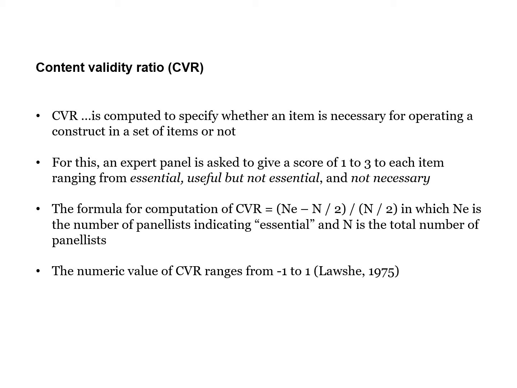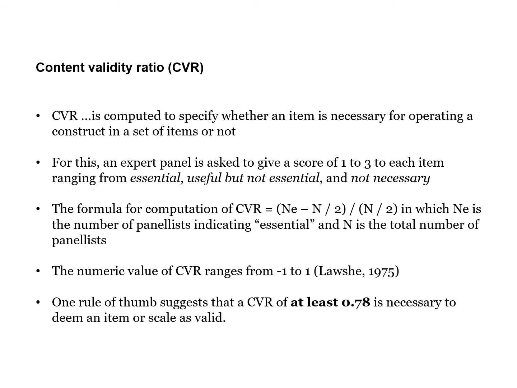And all I could find online was that one rule of thumb suggests that a CVR of at least 0.78 is necessary to deem an item or a scale as valid. So it can also be used for a whole scale. So I'd leave that to you. You can possibly explore that yourself. I don't have enough experience with it to advise. I have to say it seems a little bit unnecessary and perhaps overkill over the key measurement, which is the item CVI, but that's my view.